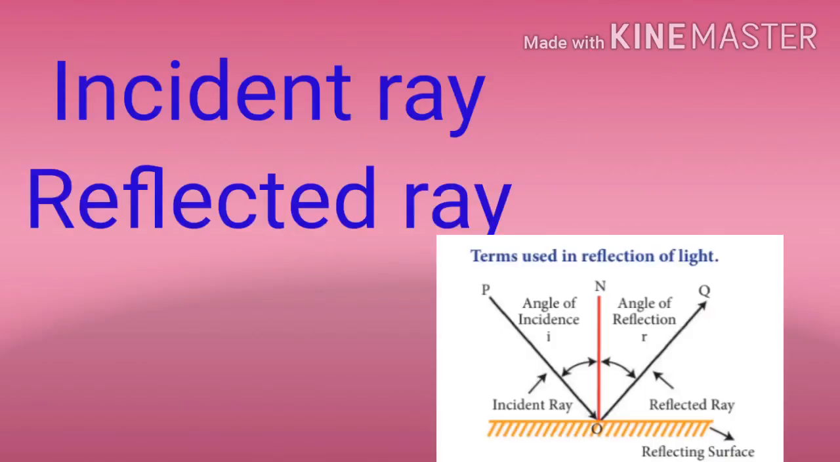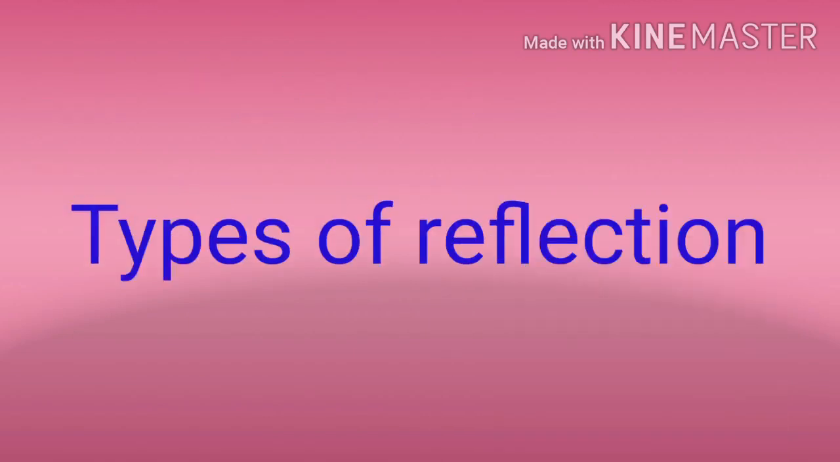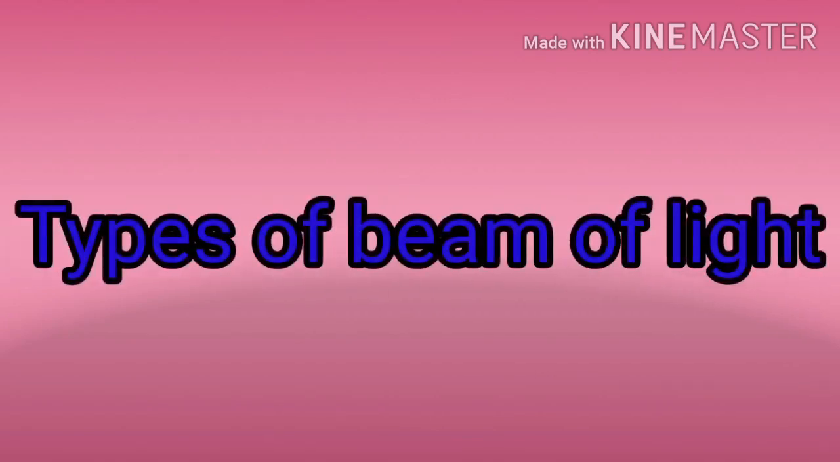So in this class we have learned about incident ray, reflected ray and types of reflection. Next class we shall learn about types of beam of light. Thank you children.